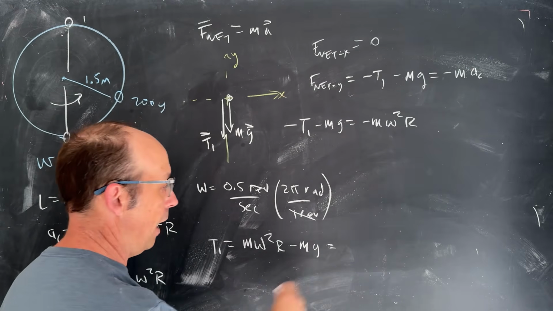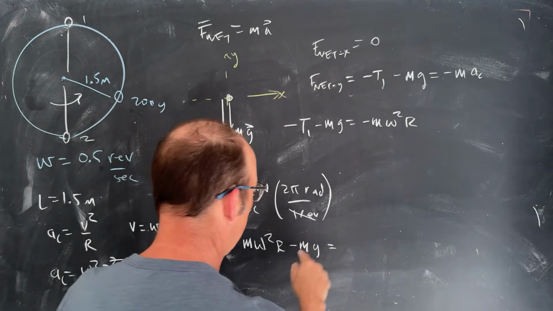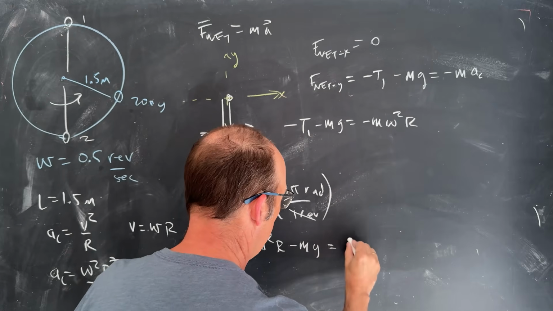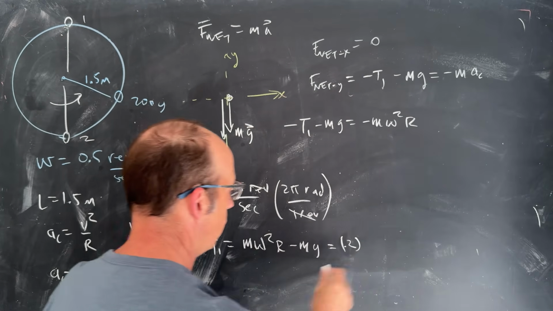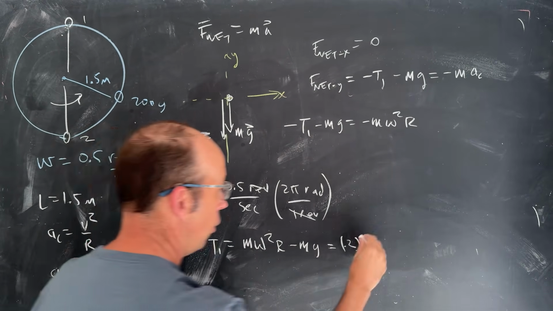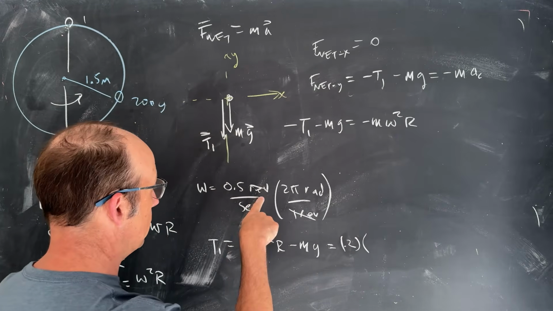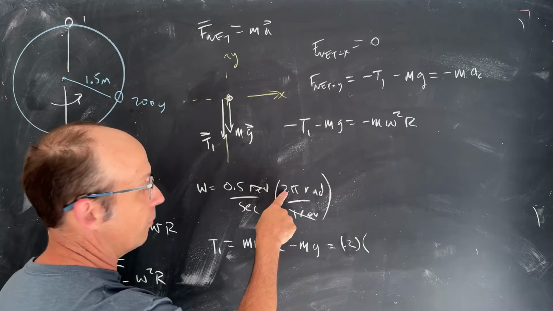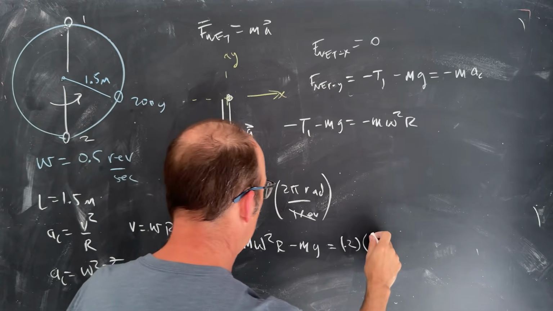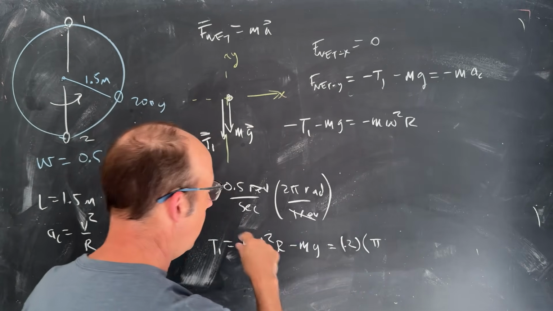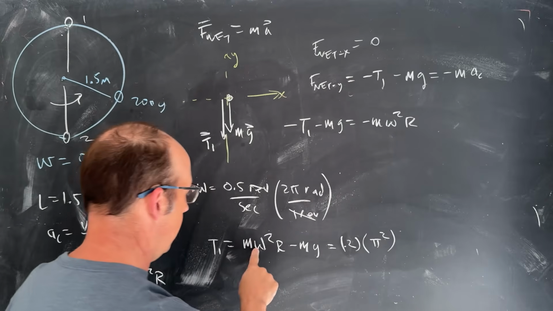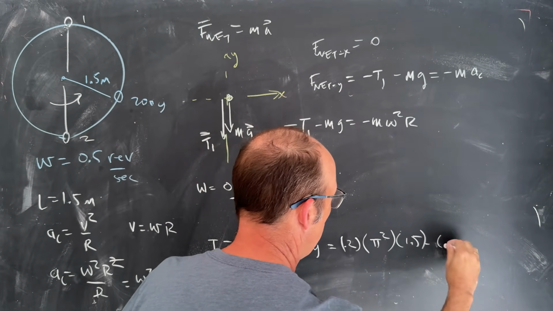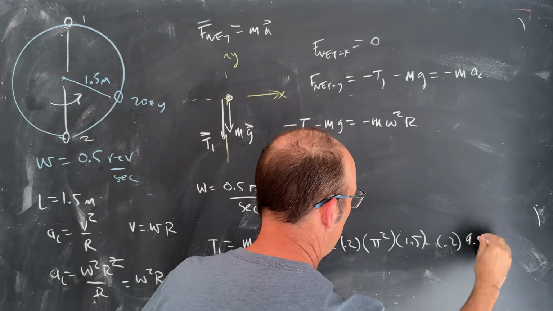So let's put in our values. I had a mass of 200 grams. I can factor that out, but let's just put it in. So I have 0.2 kilogram for the mass. Omega squared is this, so I'll put it all in here. Well, I have 0.5 times 2 is 1, so it's just going to be pi squared. And then I have r is 1.5 minus 0.2 times 9.8.